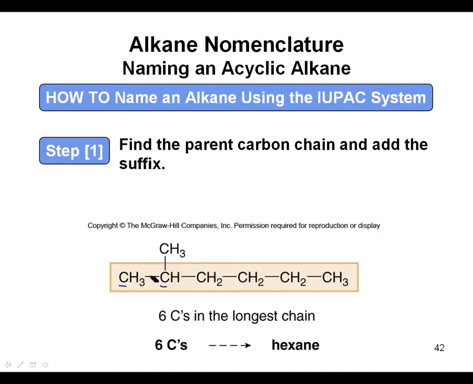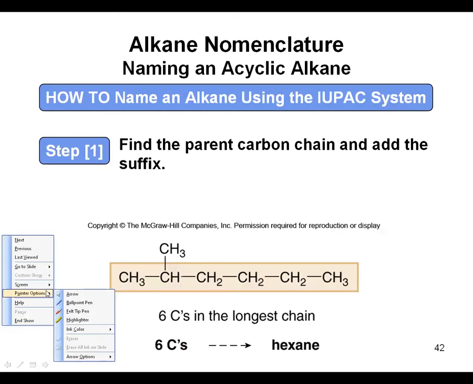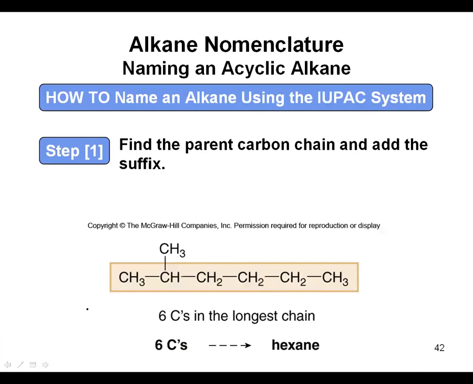I always recommend, though, if you have multiple ways to get to the same number, I would probably choose the straightest. Sometimes it's easier to see. And that's sort of what they did here. So they put a box around the longest carbon chain, and that's usually a pretty good thing to do. And again, 6 carbons is based off of hexane. So that becomes the base of the name here.